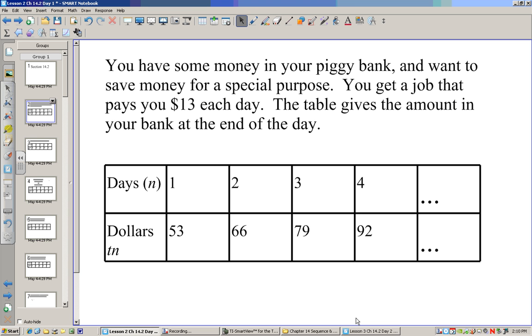Now, if you have some money in your piggy bank and you want to save some money for some special purpose, you get a job that pays you $13 a day. Big money. The table here gives you the amount in your bank at the end of each day. So at the end of day 1, you have 53, and so on.